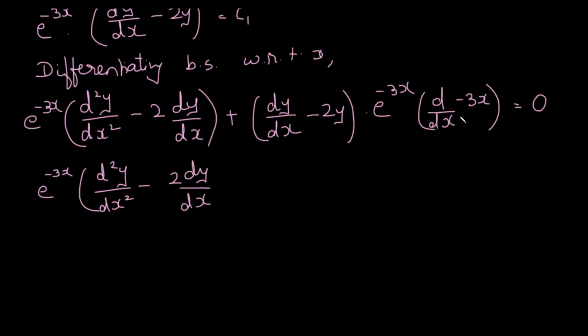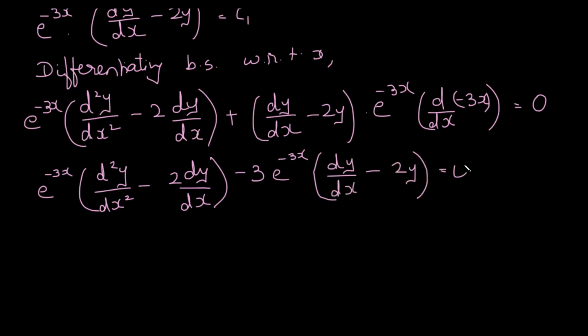And in the next term, the differentiation of e raised to minus 3x is minus 3. So plus into minus becomes minus. So we get minus 3 e raised to minus 3x, and this bracket, that is dy by dx minus 2y is equal to 0.